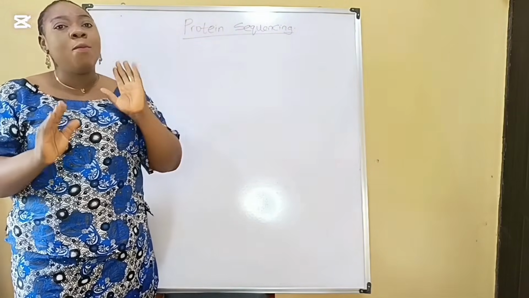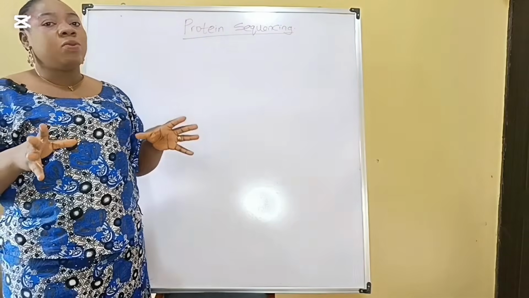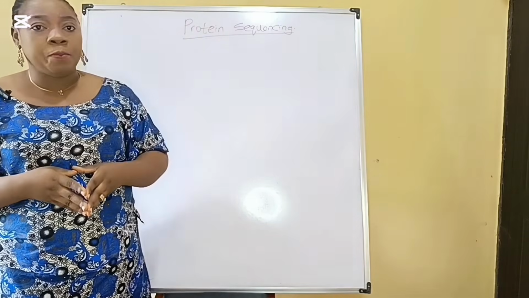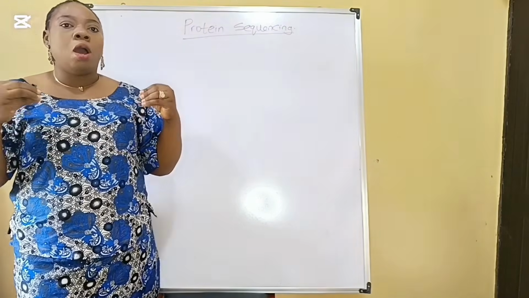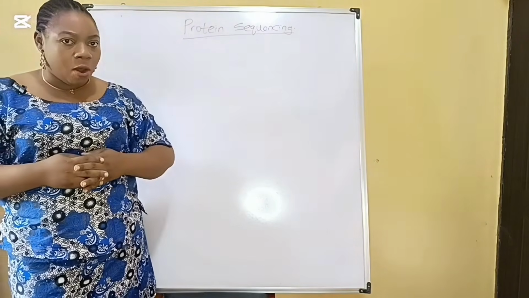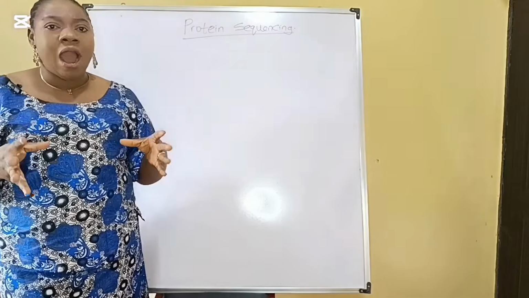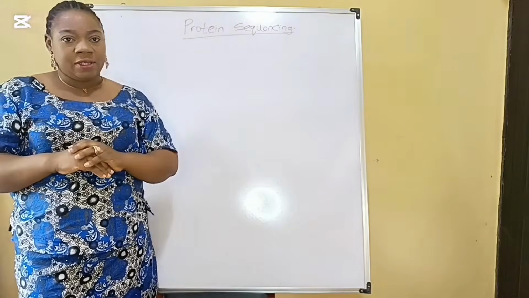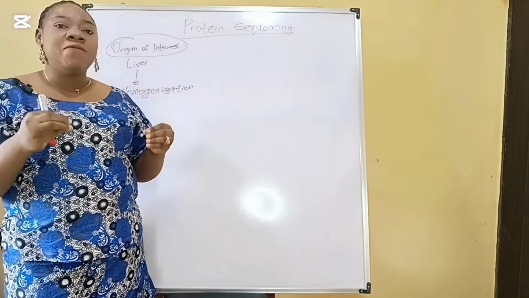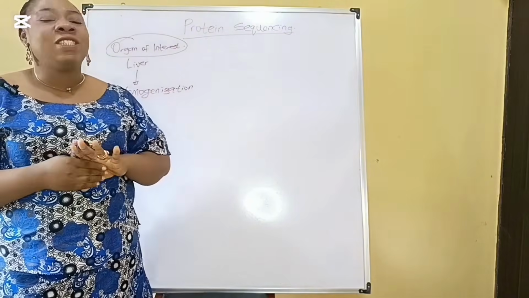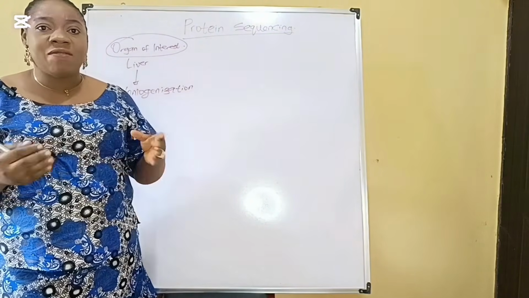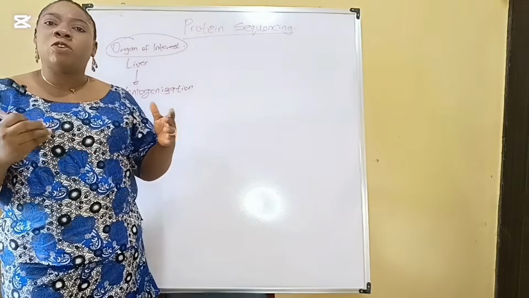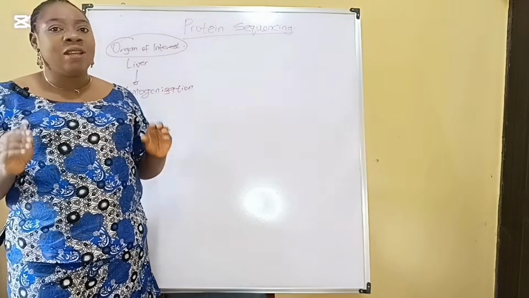So now let's take them one after the other. Let's start with the scenario where you have a particular organ. Let's say you have a liver and you are asked to isolate protein from the organ. So how are you going to go about that process? First, the liver undergoes homogenization. And what is the essence of this homogenization? It's just for us to break open the cell.